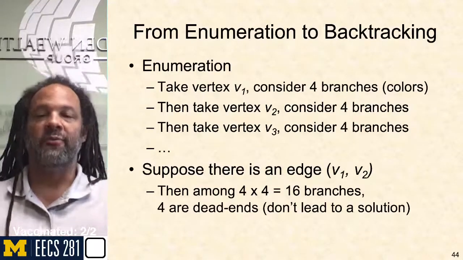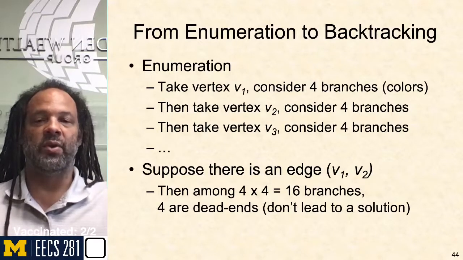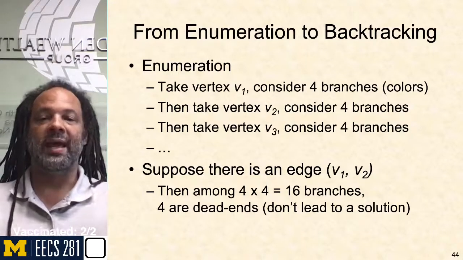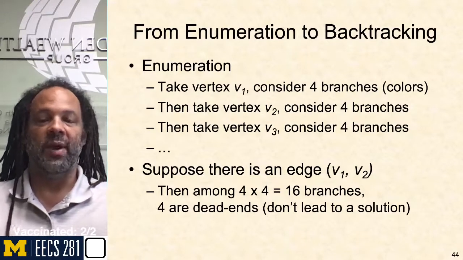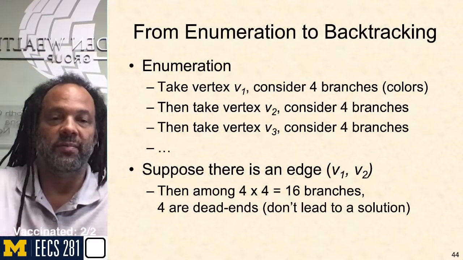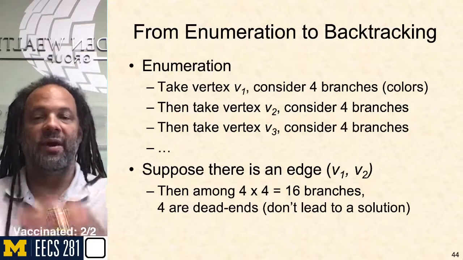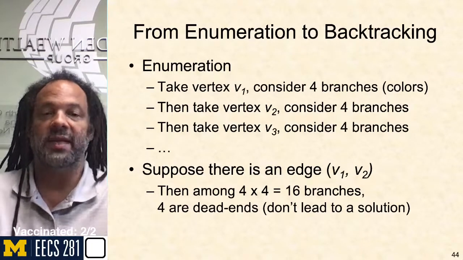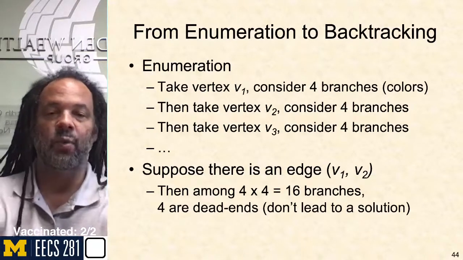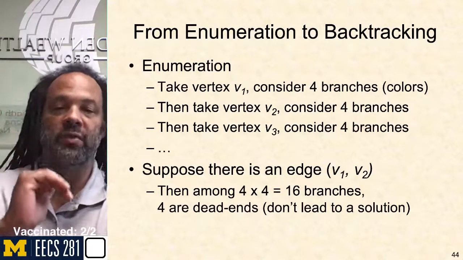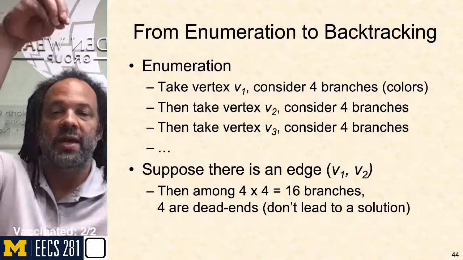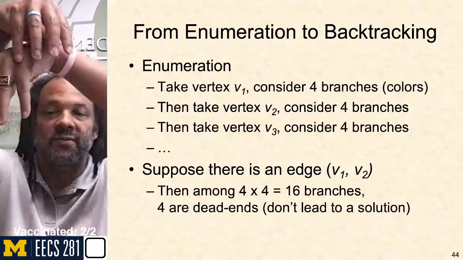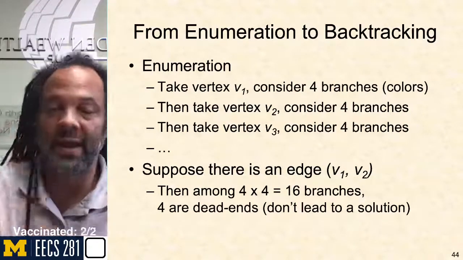Let's look at how we went from enumeration to backtracking. So enumeration, I take each vertex, let's say vertex v1, and I can consider 4 branches for it, because when I'm 4 coloring, I can say, well, this vertex could be red, green, blue, or orange. All right? So after I've done that, then I take vertex 2 and consider 4 branches there, because each vertex can be any one of those 4 colors. Then I go on to vertex 3 and consider 4 branches, and I end up with this decision tree that starts up high, goes down for 4, and each one of those sub-decisions gives me 4 more sub-decisions after I've worked my way to the next thing.